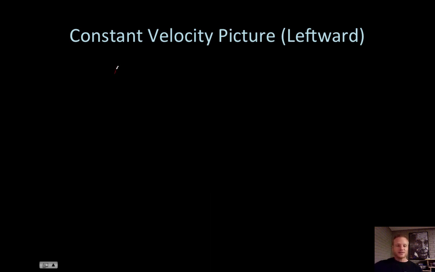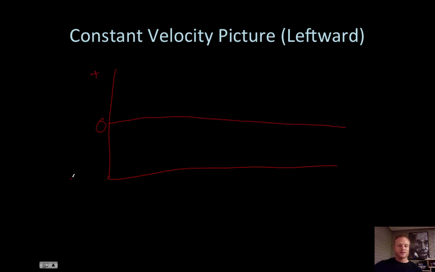A constant velocity moving in the left direction is going to be very similar. Just one little change. Here's the 0, here's positive, here's negative, and I'm going to say here's 10. If it's moving leftward, it's going to be just a flat line, as flat as I can draw it. Just a flat line at negative 10. So it's moving to the left with 10 meters per second.